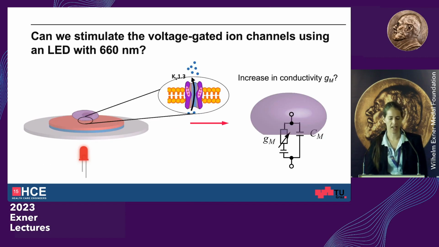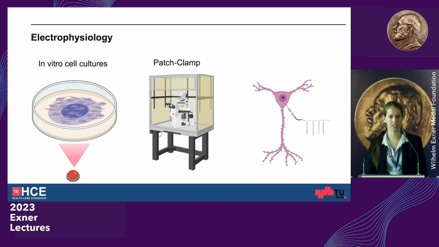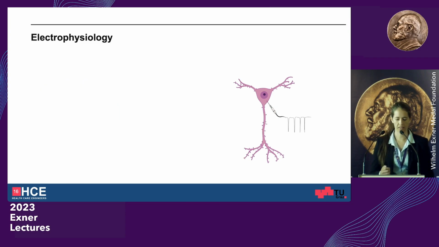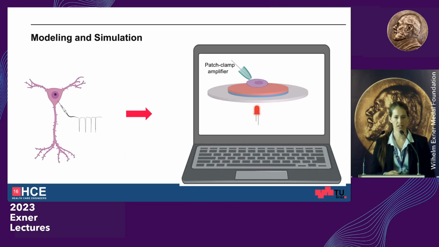So the question that we wanted to answer: can we stimulate these voltage-gated ion channels and increase the conductivity of our cell? For this, we planted our HEK cells on the OEPC devices, stimulated them, and performed patch clamp experiments. With patch clamp experiments, we can force the cell membrane to a specific membrane potential, and at the same time measure the current through the cell. These experiments are then fed into our simulation models.